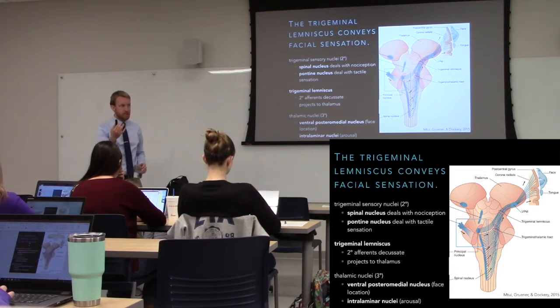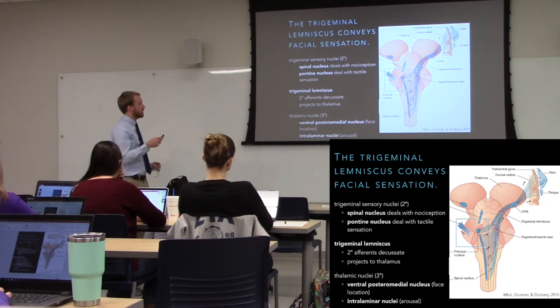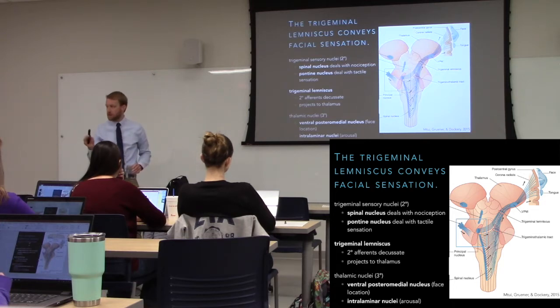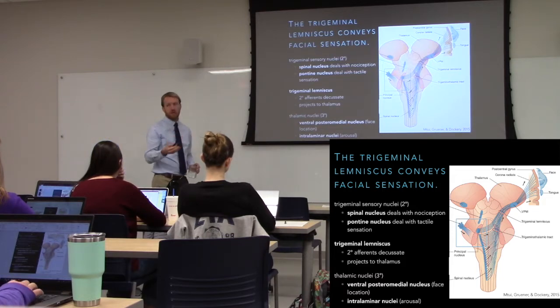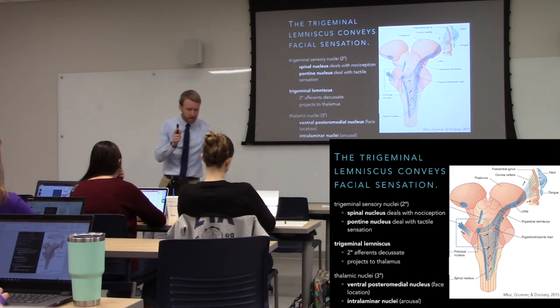So that's going to be mediated by the trigeminal nerve. Very simple name here. You can call it the trigeminal thalamic tract. You can call it the trigeminal lemniscus. Same thing. It's the pathway from your trigeminal afferents up to the thalamus, and the thalamus to cortex. One nerve, but a couple different nuclei.